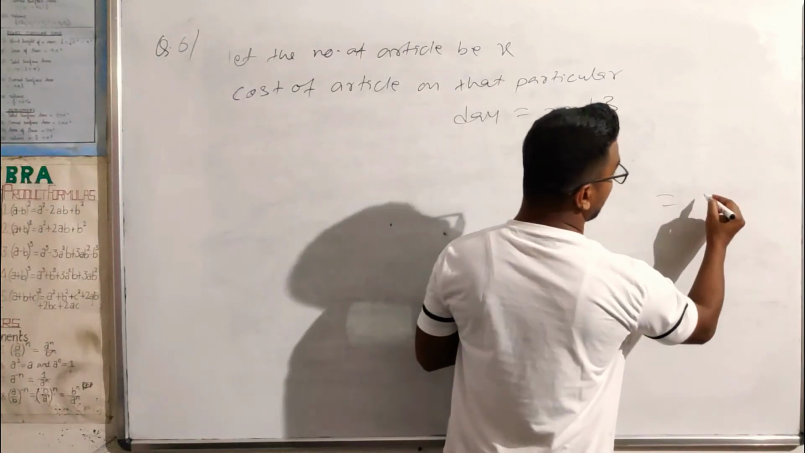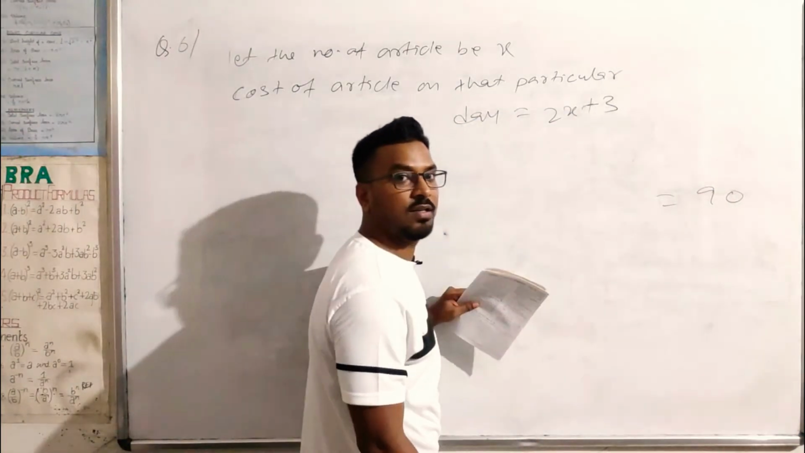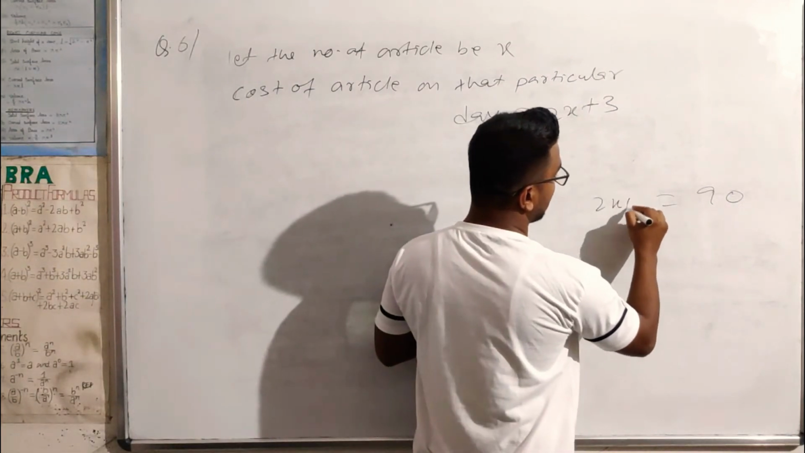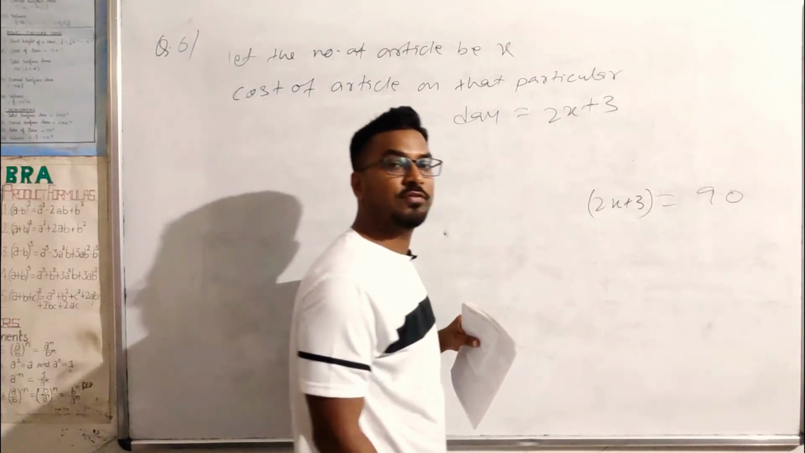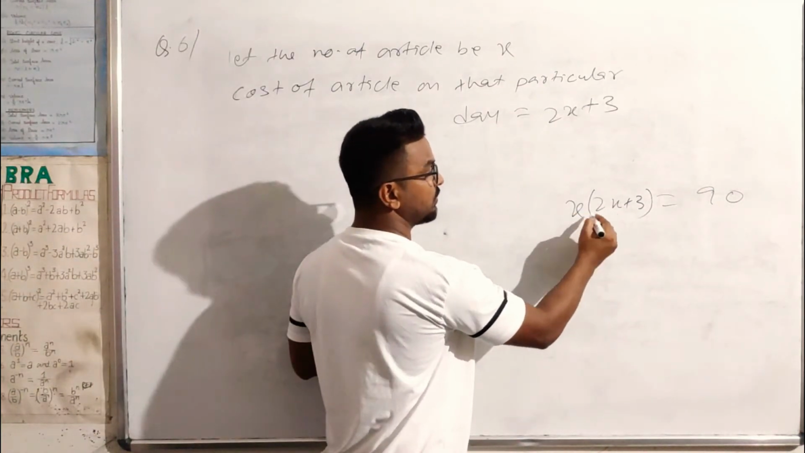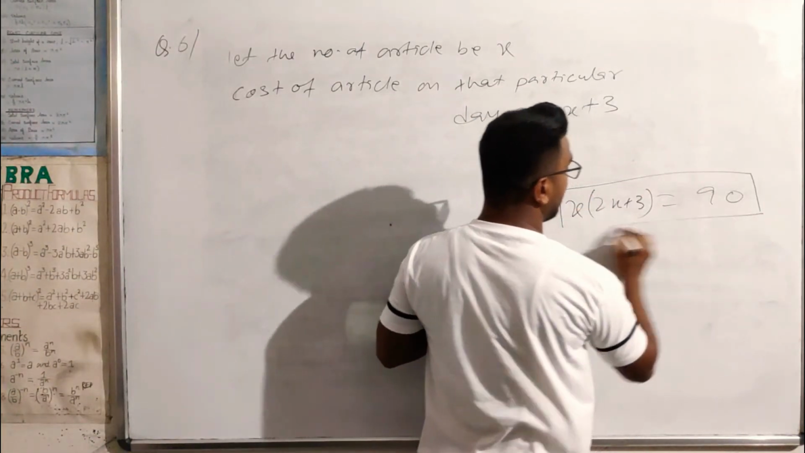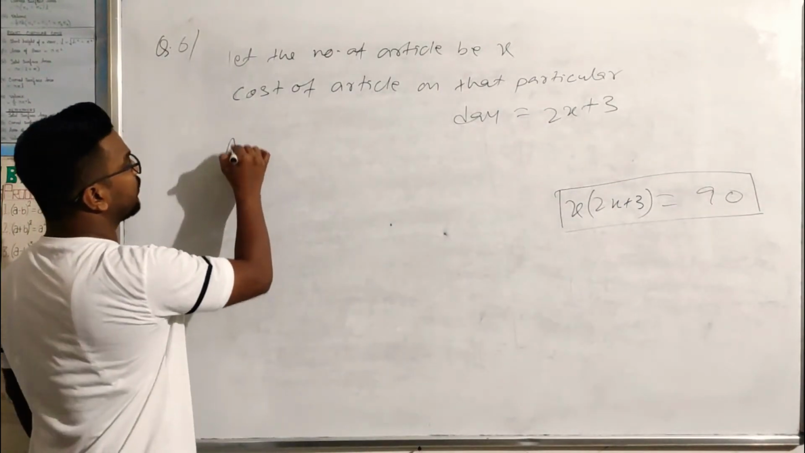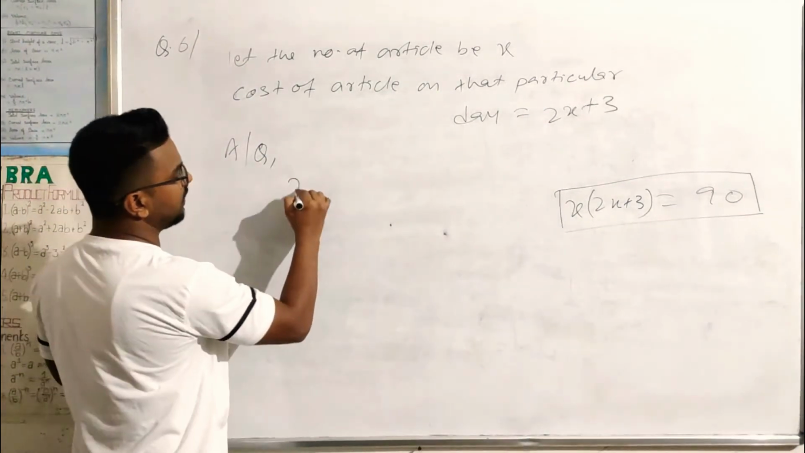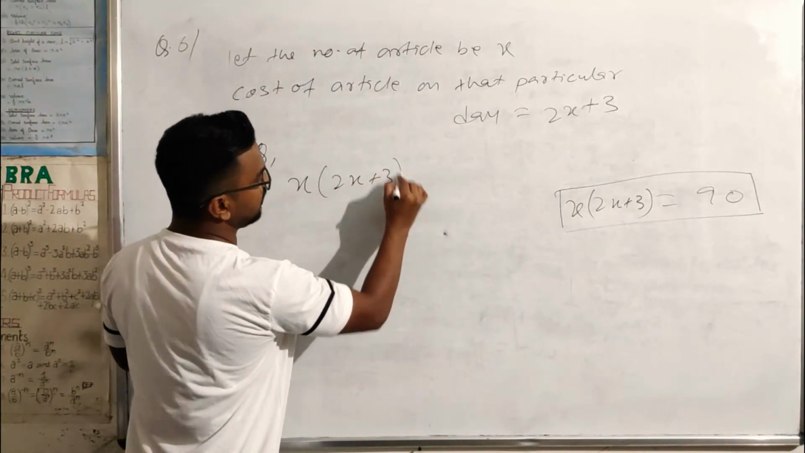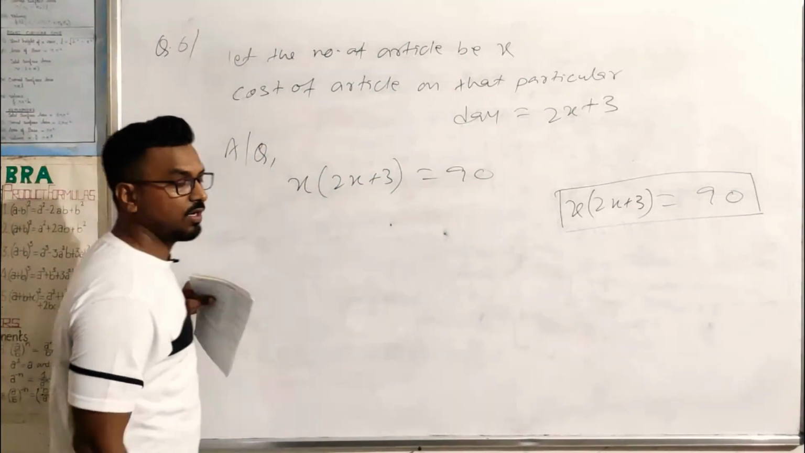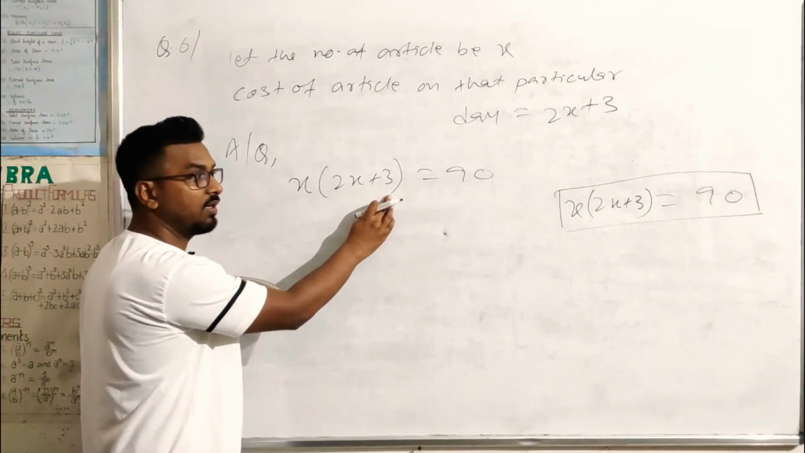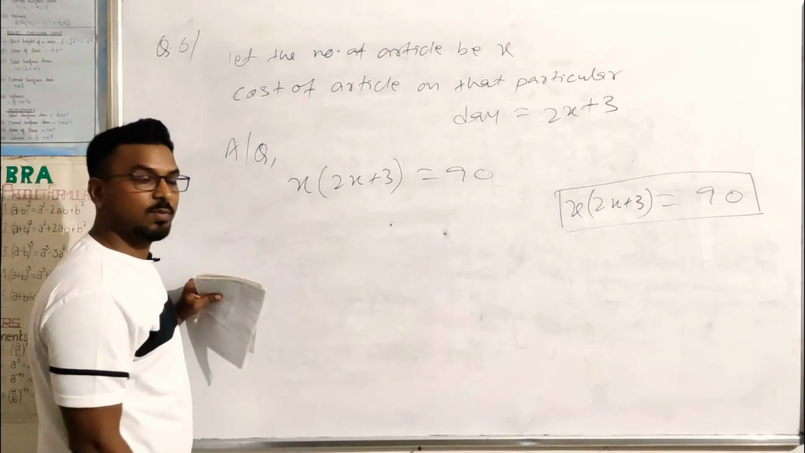So total cost is 90, fine, and cost of article on that particular day is twice x plus 3, and total number of article is x, so you have to multiply with 2x plus 3. So this will be the equation. So according to question, we'll write this one, x into twice x plus 3 is equals to total cost. Okay, this is the number of article and this is the cost of article on that particular day, and this is the total cost. So you have to multiply like this.